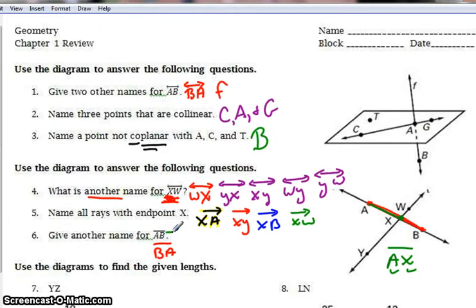So the only other name that I could name segment AB is segment BA. Now, if there had been an italicized letter out here, like, let's say, capital R, I could have named this capital R, but there wasn't. So therefore, the only other name that I could name this segment AB is BA.